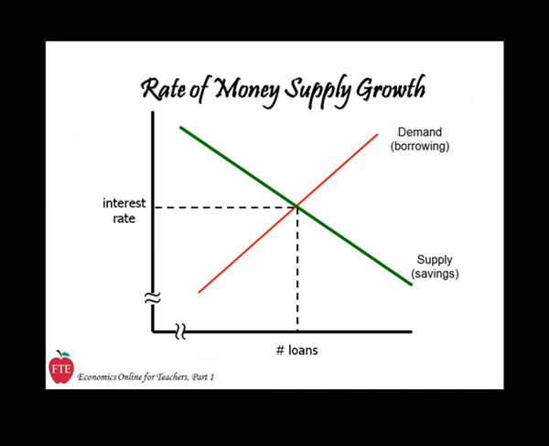Because growth of the money supply is a function of lending, to the extent that the Fed can influence the interest rates, then, it can influence the rate of growth of the money supply. Higher interest rates reduce borrowing and slow the growth of the money supply. Lower interest rates encourage borrowing and expand the money supply.